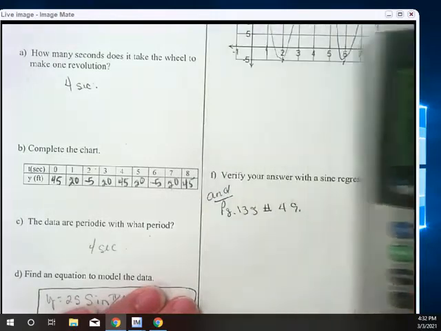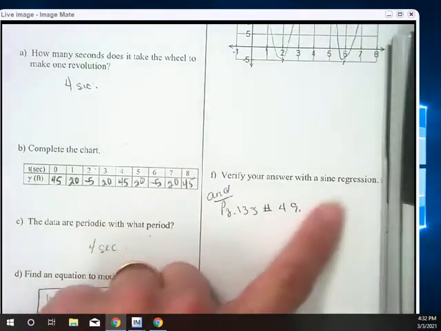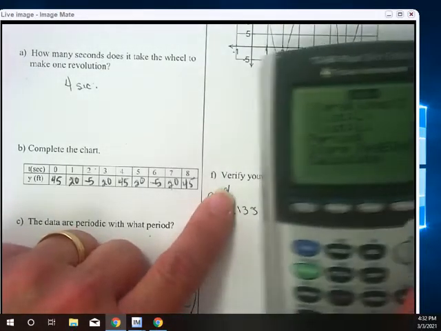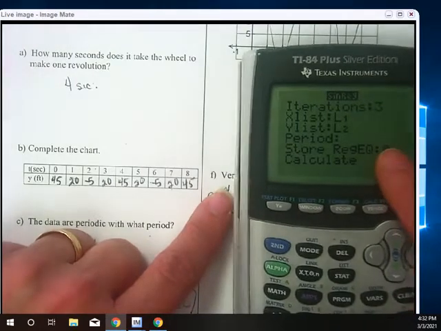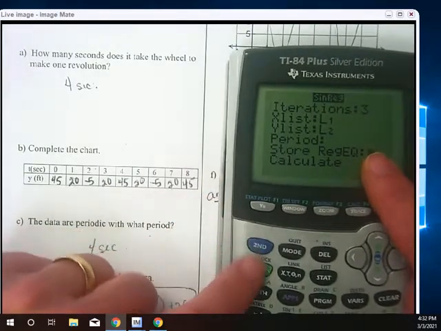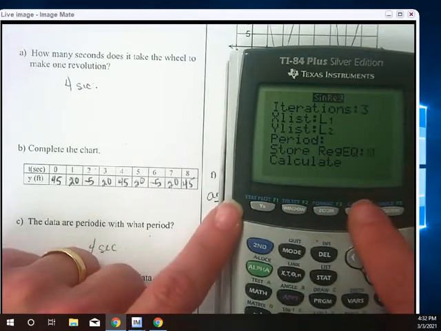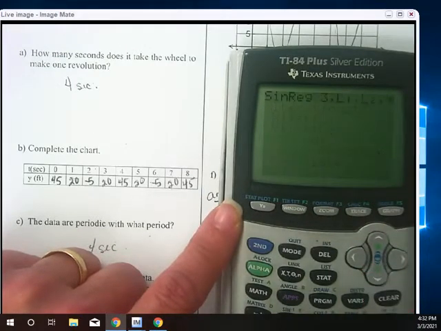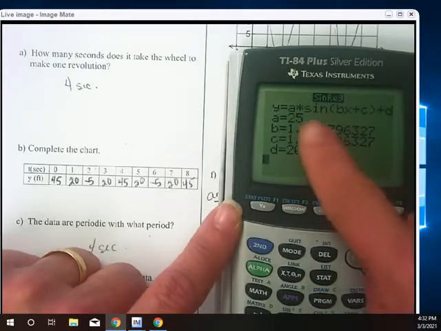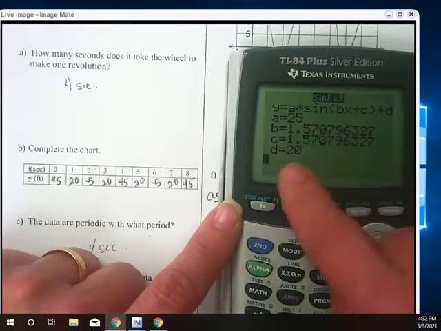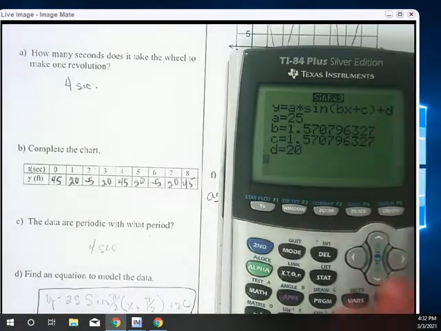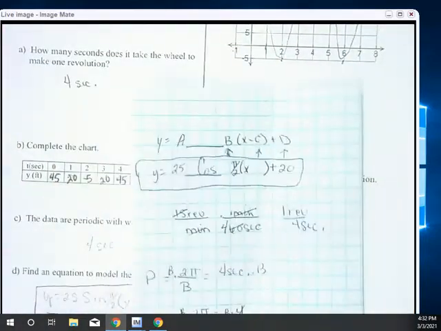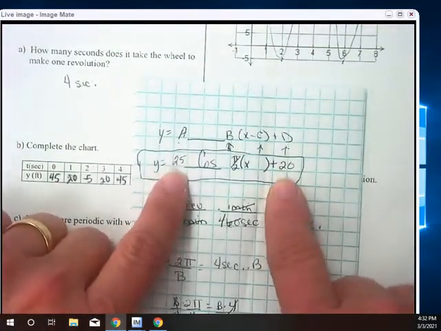And I've read ahead and it asked us to verify my answers for the sine regression. So right here where it says store the regression equation, I'm going to push the green alpha and the trace button, and I'm going to pick up Y1 and do some calculations. The 25 was my amplitude, and the D was how much that it moved up. So those two things stayed the same.